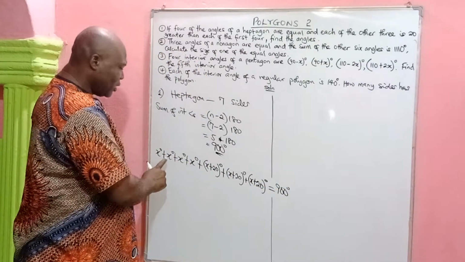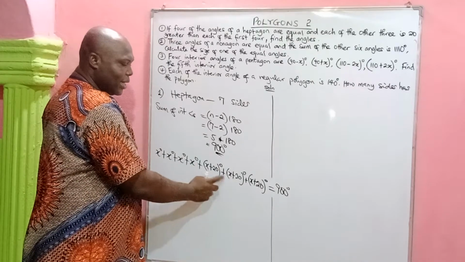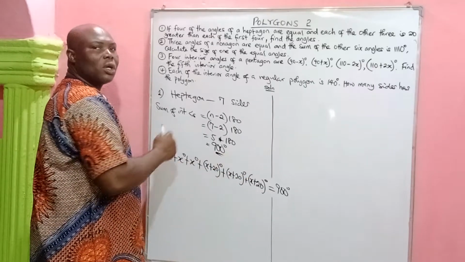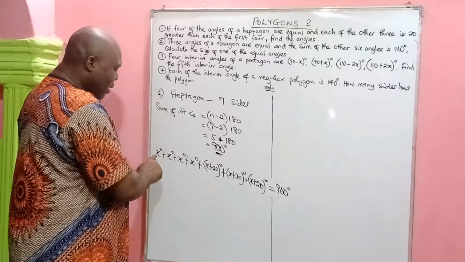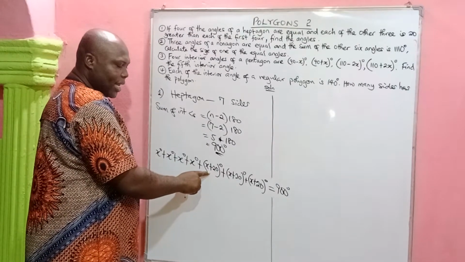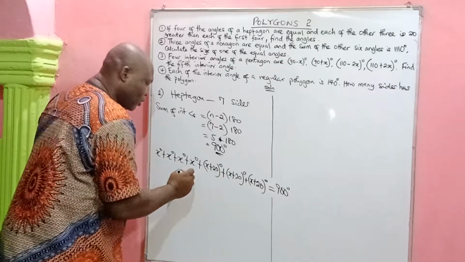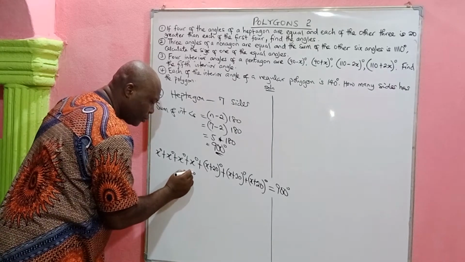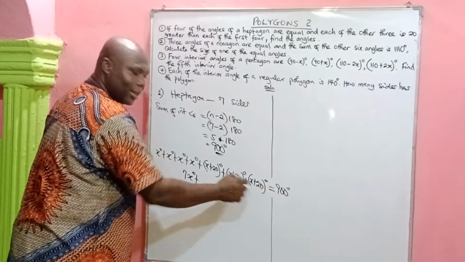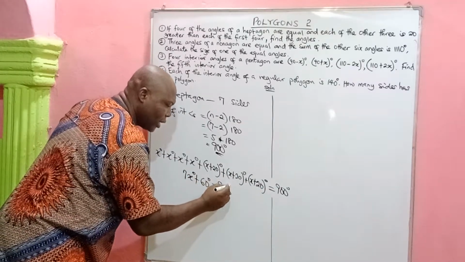So it means that if we take the first 4 angles that are equal, and the next 3 angles that are 20 more than the first, and we sum them, we should have the sum of the interior angles. So here we're going to have x plus x plus x plus x, that's 4x, plus x, 5x, plus x, 6x, plus x, 7x. So we are going to have 7x plus 20 plus 20 plus 20. That gives us 60 degrees, equals 900 degrees.